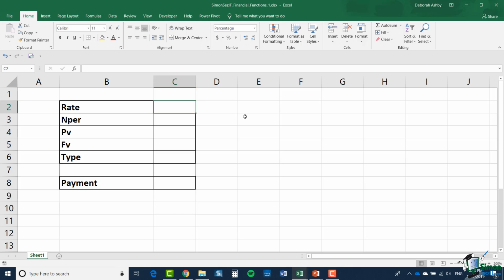One of the first things that takes some getting used to is some of the terminology. So what I have set up here on this first sheet to begin with is a set of 5 things in cells B2 to B6. We have rate, NPER, PV, FV, and type. And I'm going to explain what all of those are, and then subject to what I'm going to explain, we're going to be able to calculate a payment.